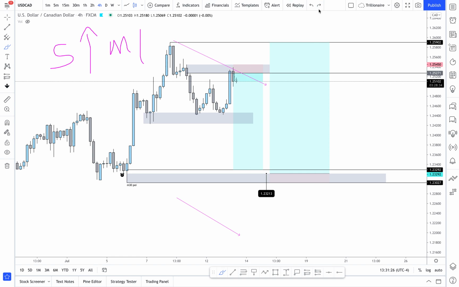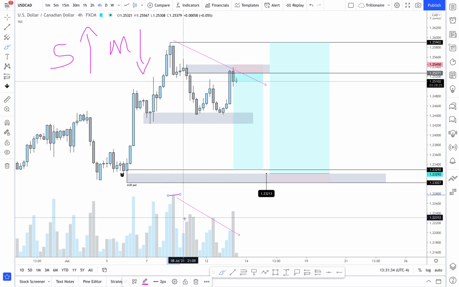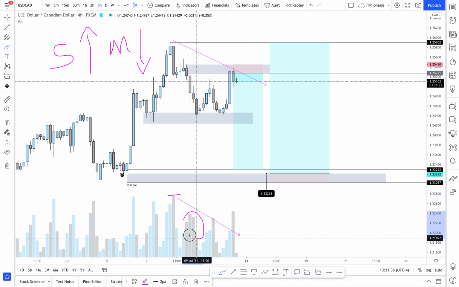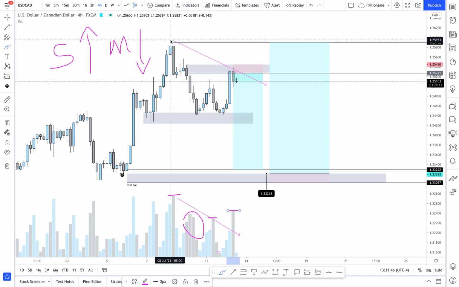So how do you apply that to the volume indicator? We can see here on the volume indicator, this right here is a bearish candle. This is a cluster of bearish candles. This right here is a bearish candle, another bearish candle, another bearish candle, then our last bearish candle, within this entire range starting right here.